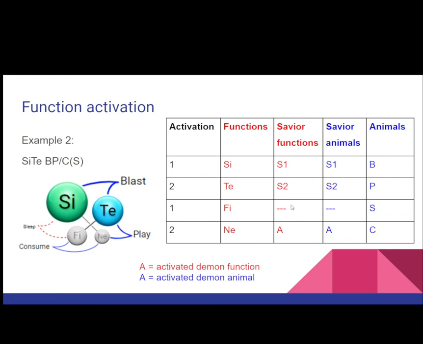So that is why the animal stacking is so important. It explains these nuances between types and why some types may not look like the typical MBTI version. The activated daemon function here is NE for this type because NE is a daemon function, but it's being activated in the savior animal, which is play.